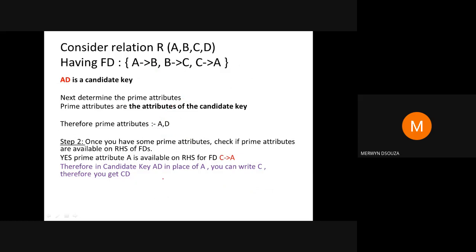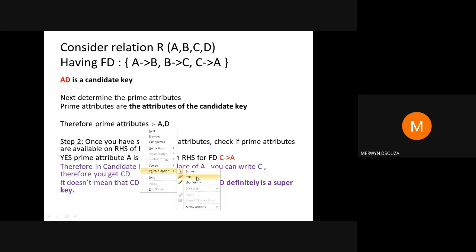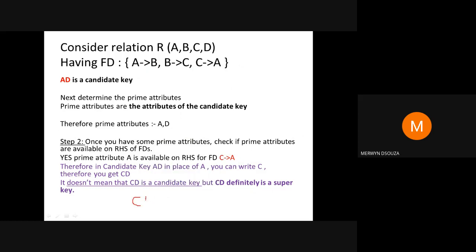But just by replacing A with C, it does not mean that CD is a candidate key. Please note, just because we are replacing A with C does not mean that CD is a candidate key, but CD definitely is a super key. How can you conclude that CD is a super key? By finding the closure for CD. You can find the closure for CD and see that you will get all the attributes A, B, C, and D.